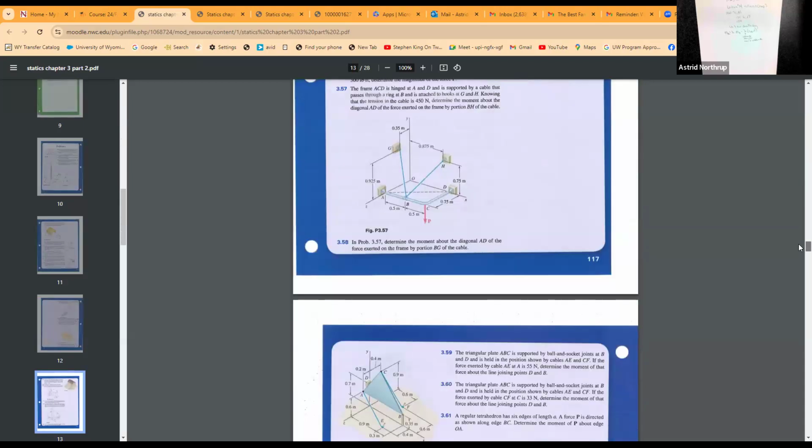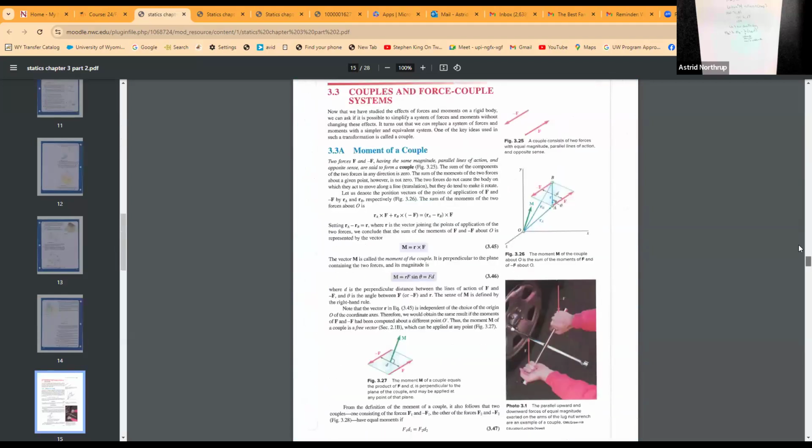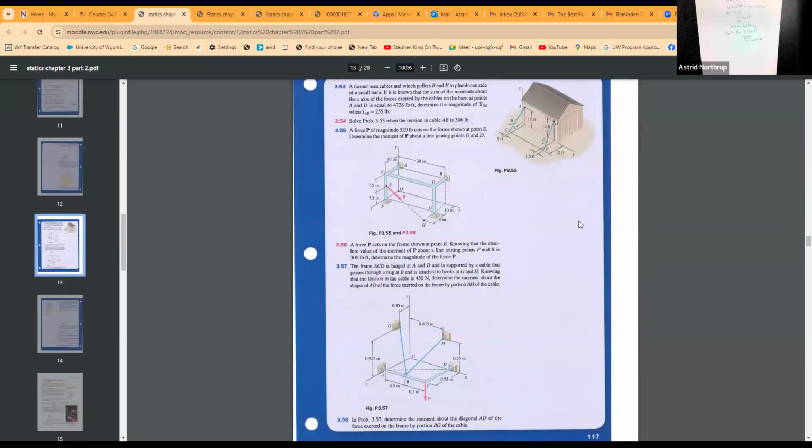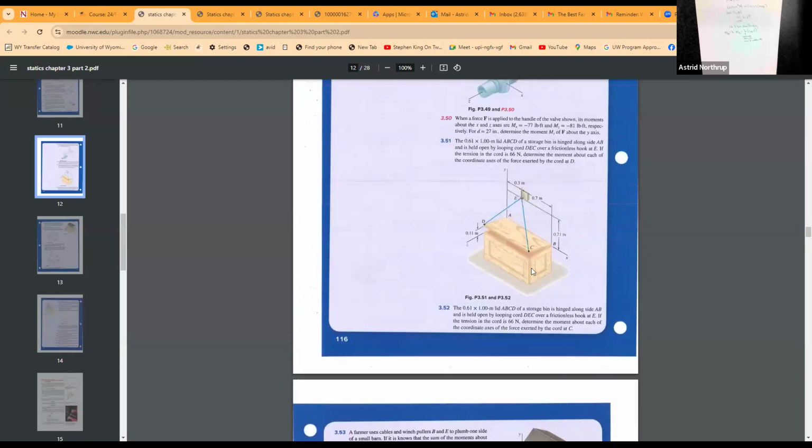Let's see what we have here. Like 71. Oh, this is going to be a force couple system. I really wanted to get one here. Oh, I like this trunk problem. I like 50 and 51. Did I assign those? Let's find out if I did or not.